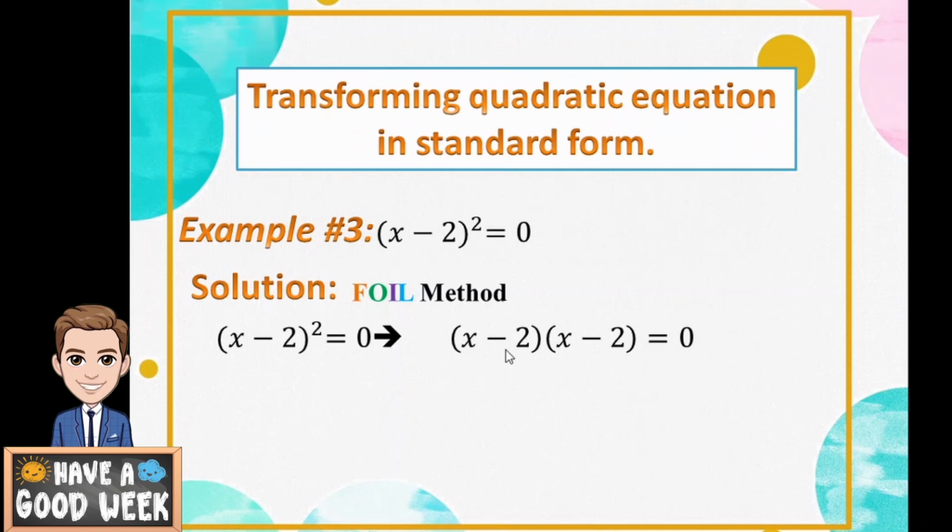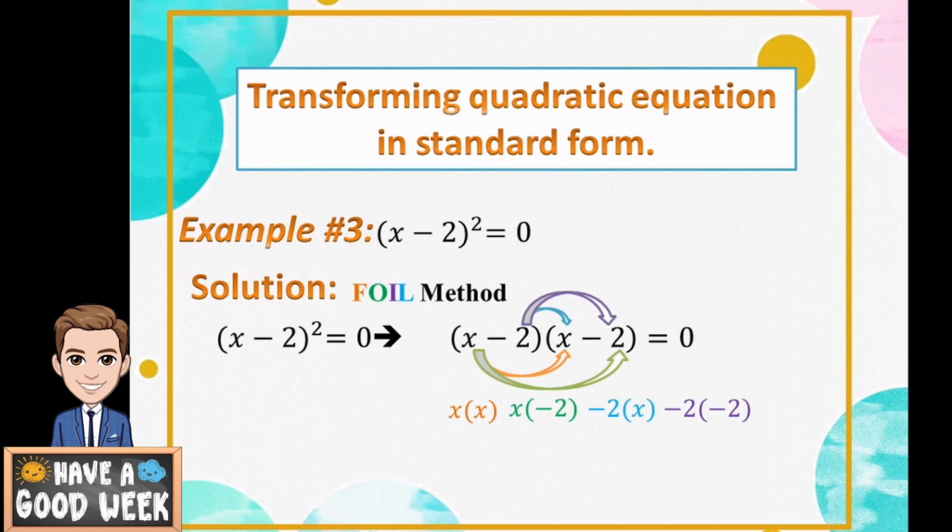Okay? Kapag na-expand na siya, so gagamitan na natin siya ng FOIL method. Again, first, outer, inner, and last term. So the first term is, very good, x times x. How about the outer term? Okay, outer term is x times negative 2. How about the inner term? Okay, negative 2 times x. And then, the last term, negative 2 times negative 2. So, simplify, x squared minus 2x minus 2x plus 4.